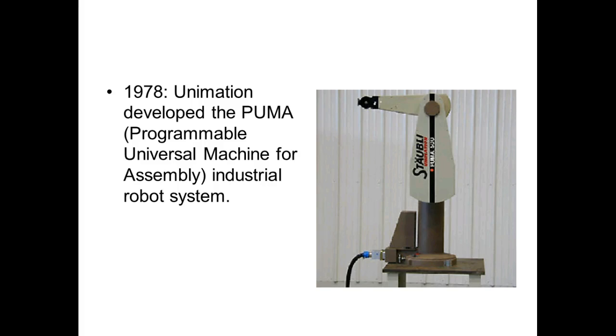Unimation developed a Puma robot, programmable universal machine for assembly. So we call these acronyms. And what's an acronym? So what we do, a true acronym means we take a sentence, a group of words, pick off the first letter of every pertinent word, and then we turn that into another word. So we would say Puma is an acronym.